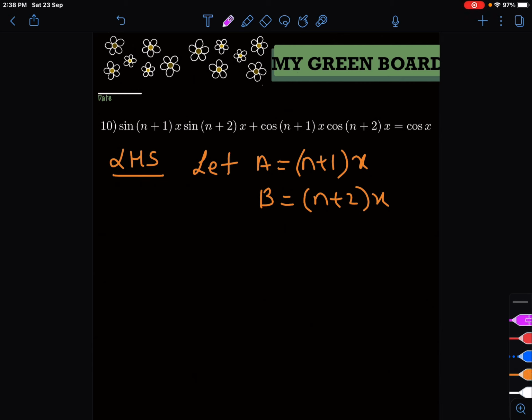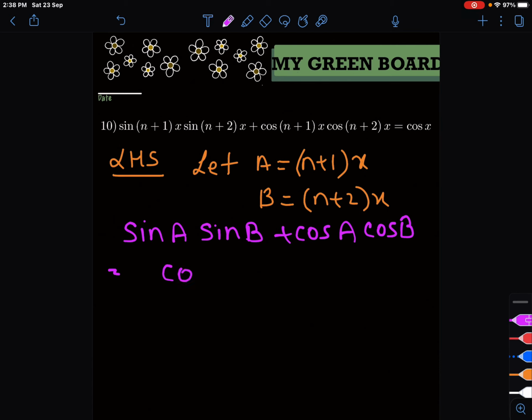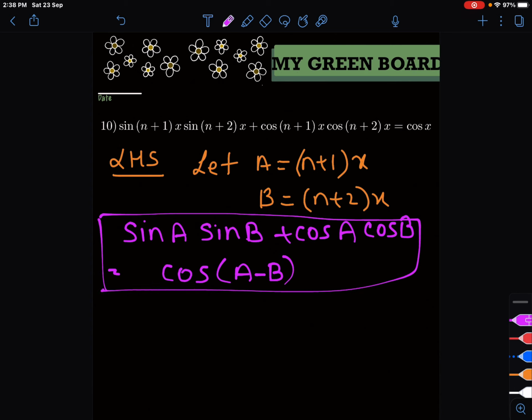Now the formula which we are using is sin A sin B plus cos A cos B. Got it? Now what is this formula? We know sin A sin B plus cos A cos B is cos of A minus B. You must memorize these formulae so that you will get the answers quickly. Now just write this.